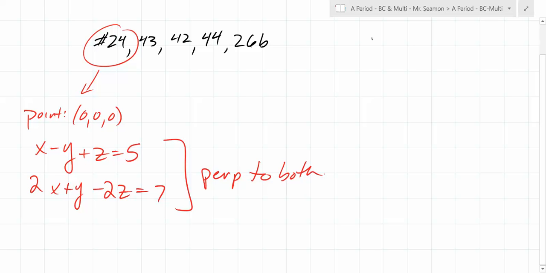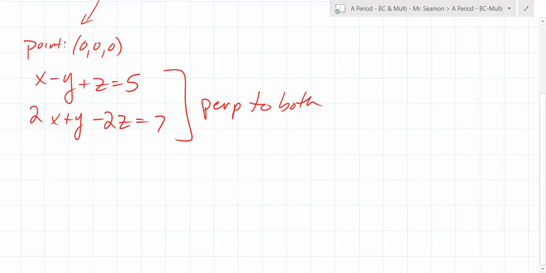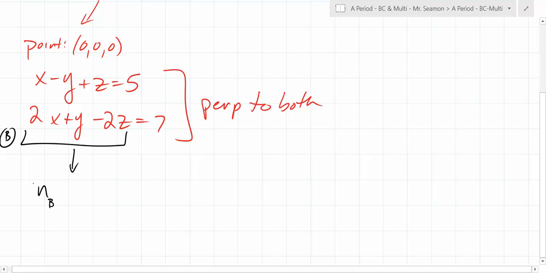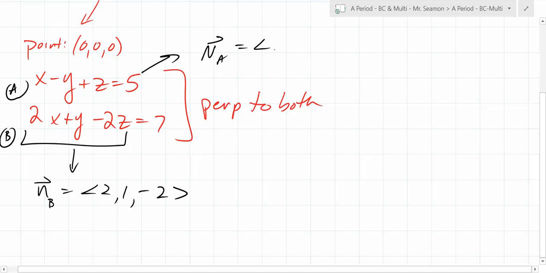You take the cross product of the two normal vectors of the plane. So you want to be perpendicular to both of those planes. Let's just disassemble this a little bit more clearly. What can we tell directly from this? We'll call this one B. We know the normal vector for B is 2, 1, and negative 2. And if this is A, we know the normal vector for A is 1, negative 1, and 1.